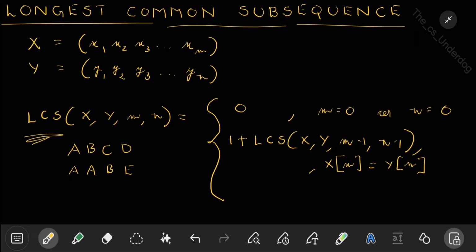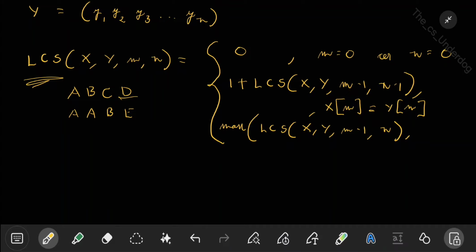What should be the recursive relation here? You have to find the maximum of, what are the two things? First thing is LCS of, you have to remove one from the first and then one from the second. So if you remove one from the first one, it will become LCS of x, y, then m will become m minus 1 because you removed one letter, and n will stay as it is because you are using the complete one. And then what is the second one?